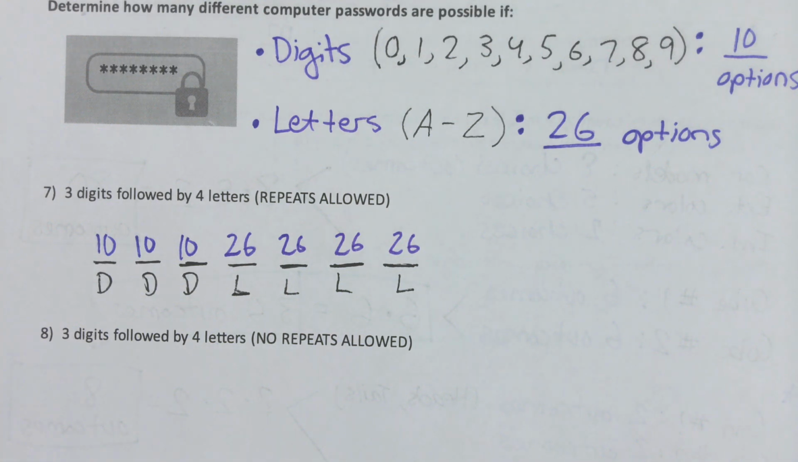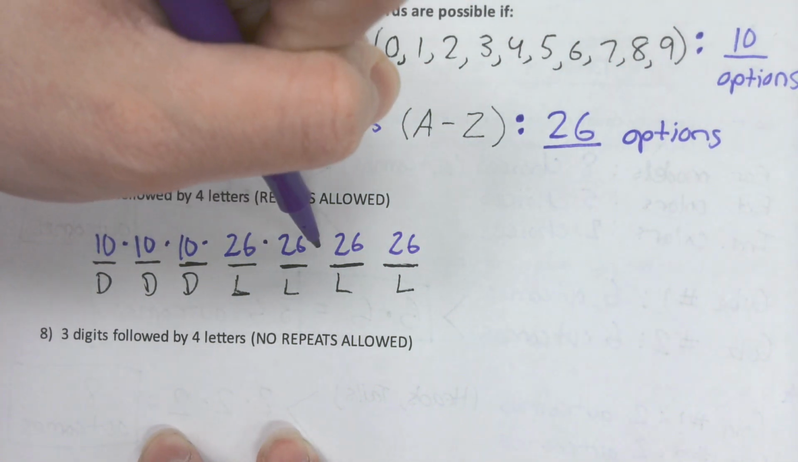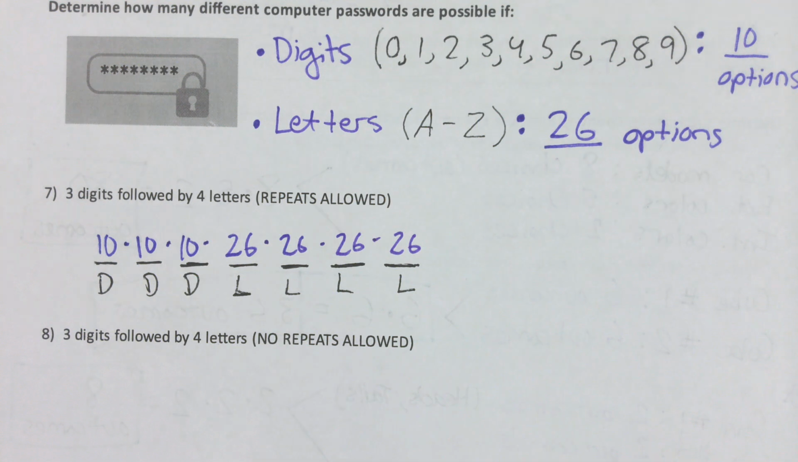This is where you're really going to need a calculator. Remember, we are multiplying all of these together. 10 times 10 times 10 times 26 times 26 times 26 times 26. Let's take a moment and do that. Carefully, it's very easy to make a typo here.